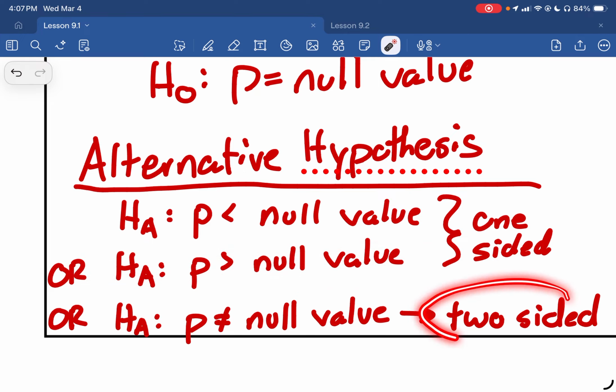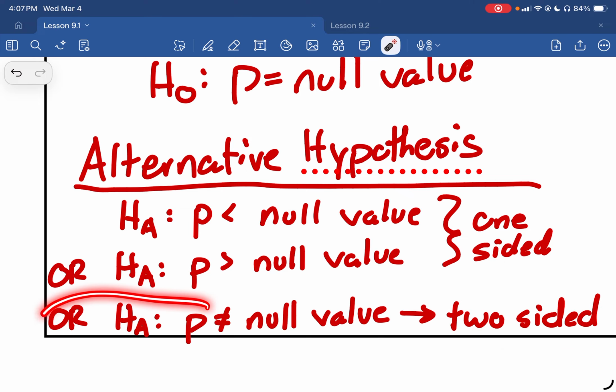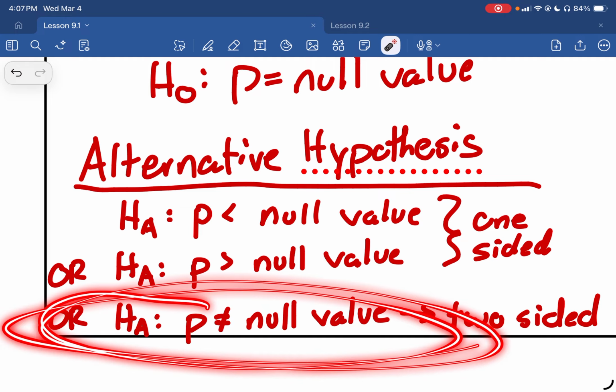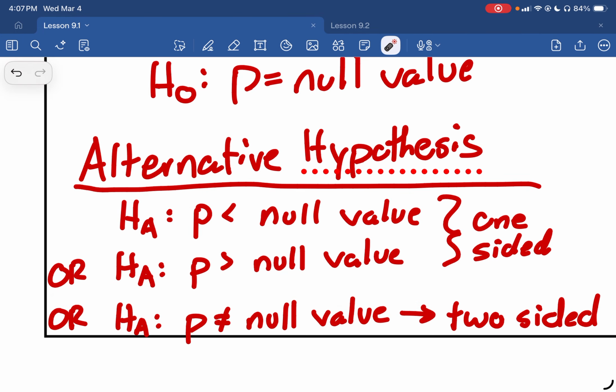We also have what we call two-sided. This is where our alternative hypothesis says that we believe whatever our null value is, it's just not true. When we do these things, it'll be apparent. For a little bit, we're going to focus on the one-sided ones, but it doesn't mean this won't play a part here. So just so you're aware.